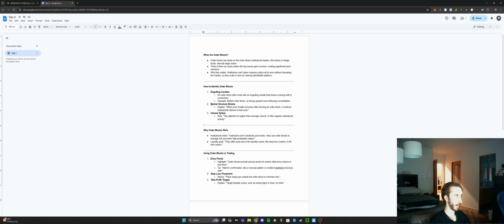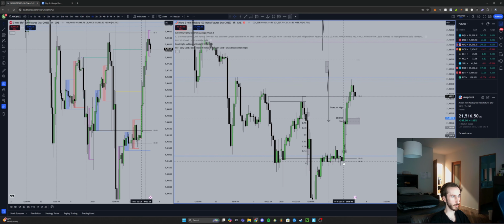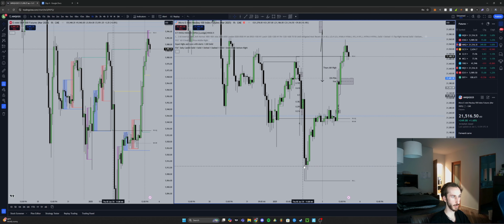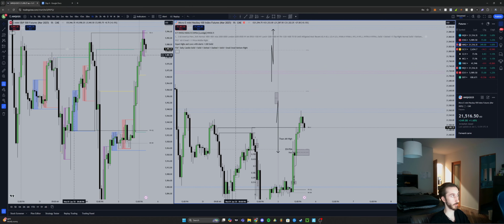So I also did put in market structure breaks here, just because I know a lot of people are like, oh, market structure shift, break of structure, whatever. It's kind of a beginner concept, but it's when price breaks structure after forming an order block, it confirms institutional interest in that zone. So that's exactly what I meant by showing you those examples. It'll displace through a certain level after tapping liquidity, creating that order block. So that's really it. Order blocks are not super complicated.